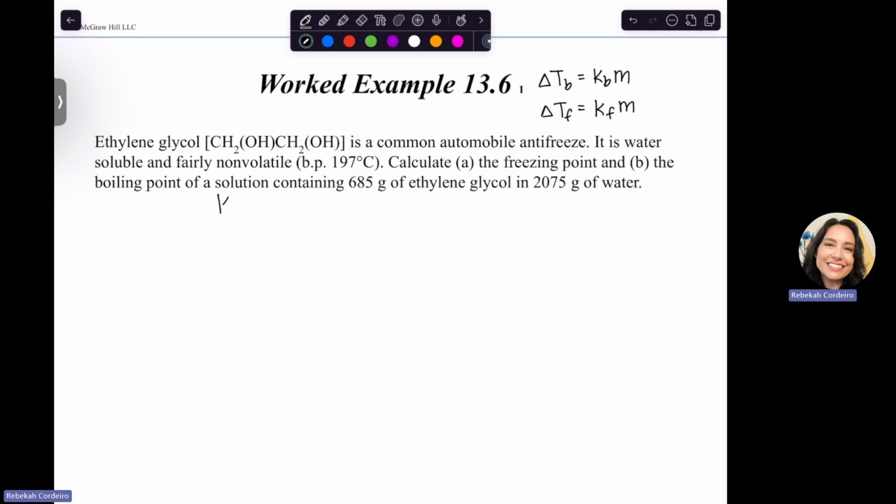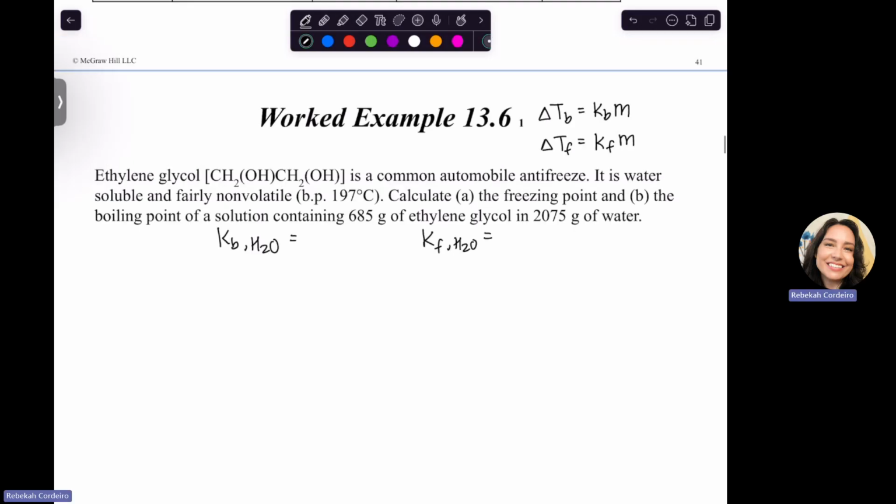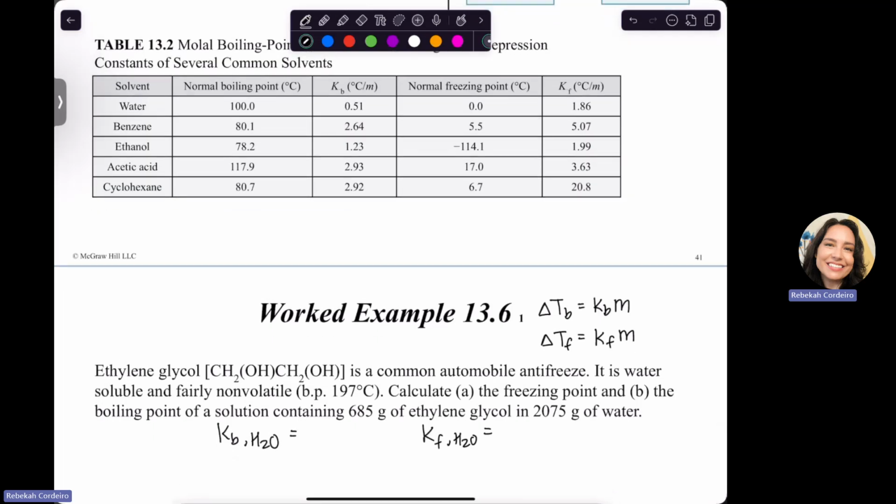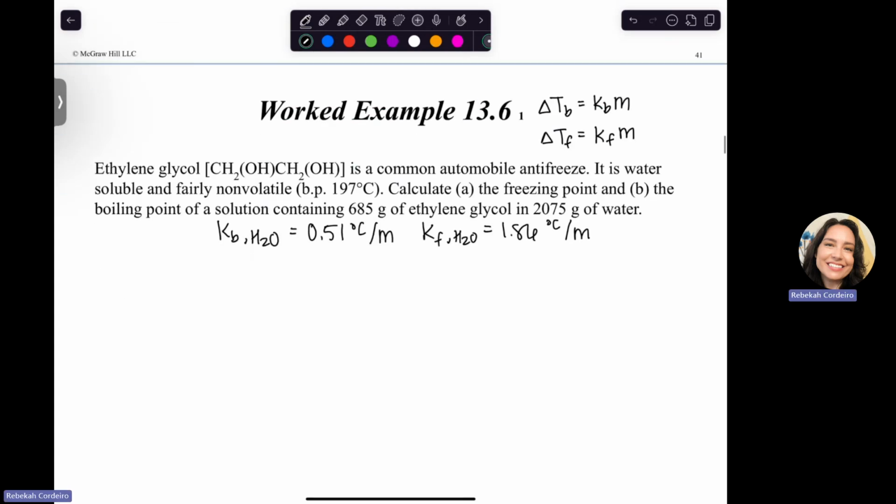You need the KB for water. And we need the KF for water. The reason is that the textbook assumes you have this table here. So your KB for water is 0.51 degrees per molal, and your KF is 1.86 degrees C per molal. Now you can pause and work it out.